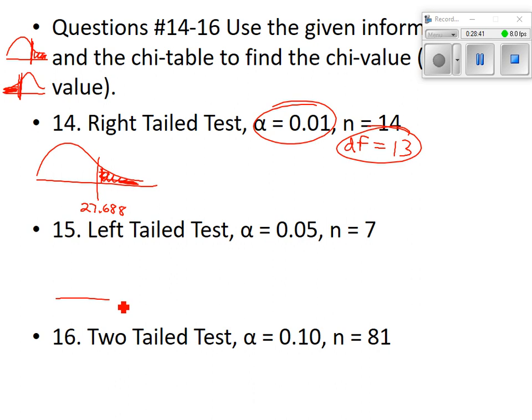If you're left-tailed, so now we're over here somewhere. You find your DF, what's our DF? 6. And then what we have to do with this is we subtract it from 1. So we do 1 minus 0.05. What's 1 minus 0.05? 1 minus 0.05, what'd you say?